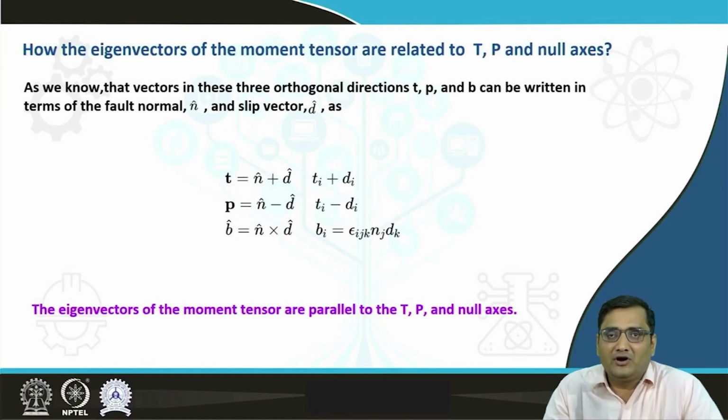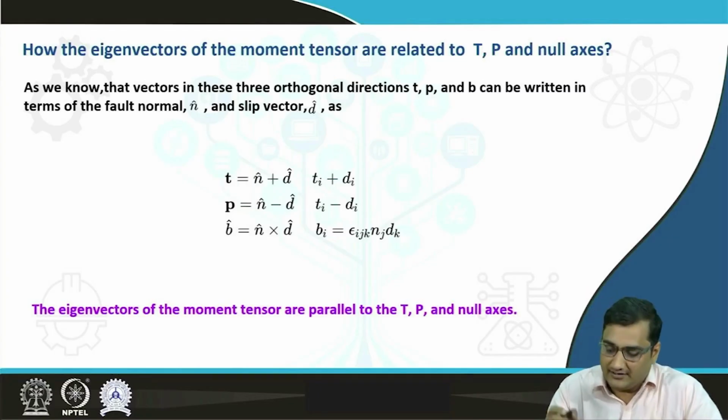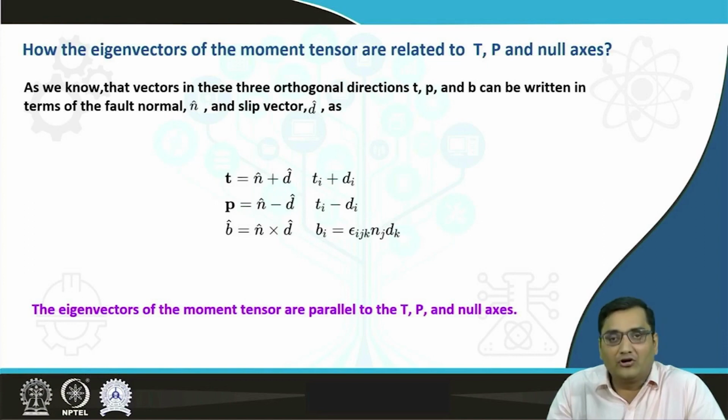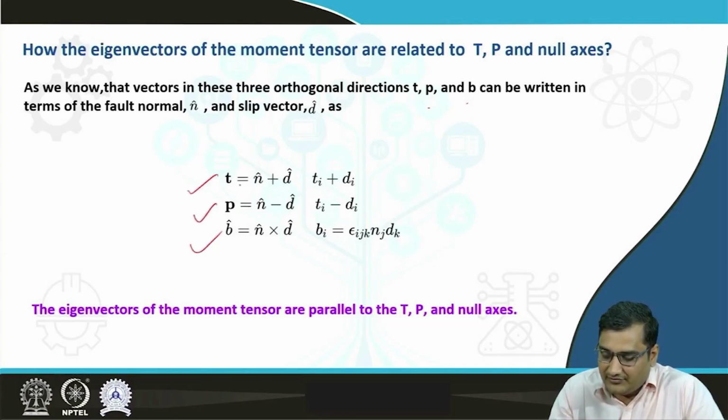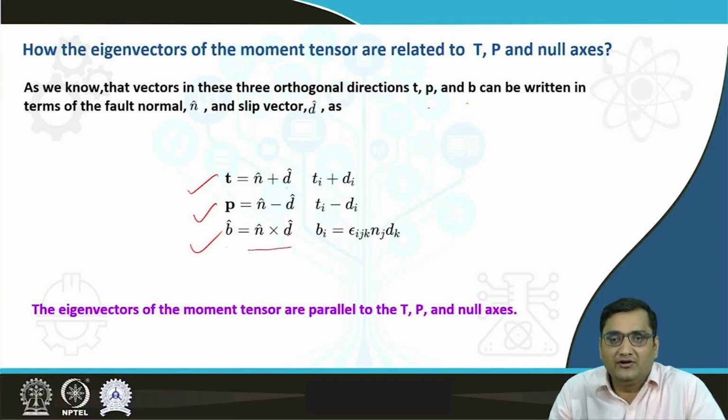Now let's talk about how the eigenvectors of the moment tensor are related to the tension, pressure and the null axis. As we know, the vectors can be represented in the orthogonal coordinate system, that are T, P and B, and small t, small p and small b are the unit vectors, and these can be identified using these expressions. So t is n cap plus d hat, and p is n cap minus d cap, and b cap is the cross product of n cap and d cap. That means b cap will be orthogonal to both the n unit vector and the d unit vector.